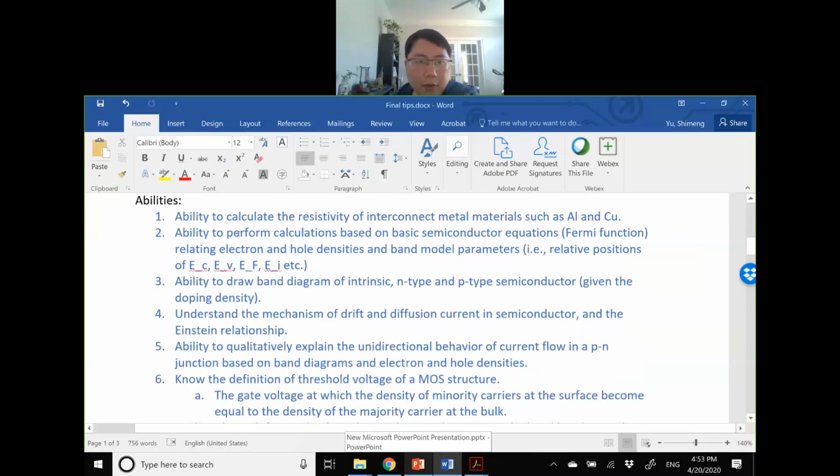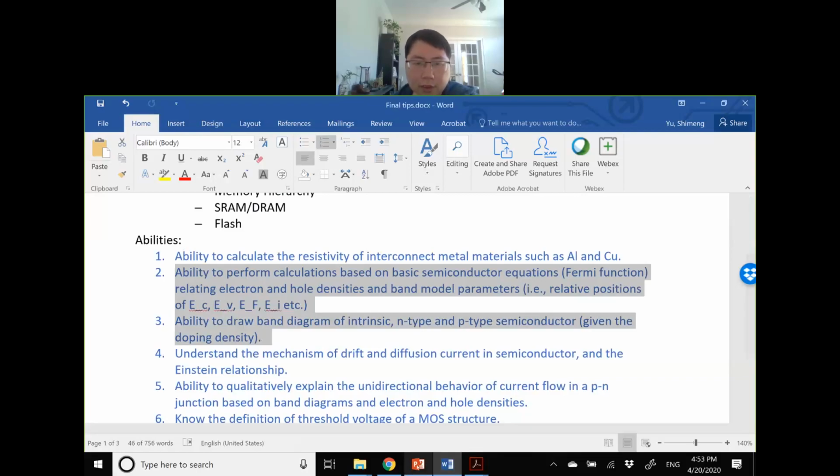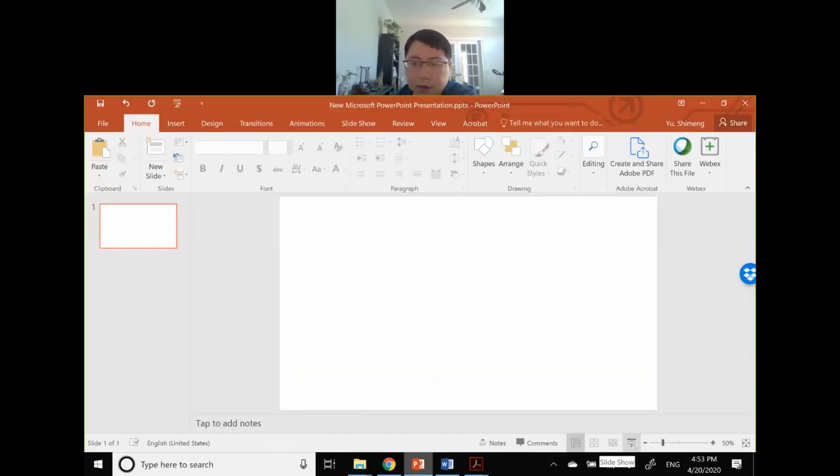And secondly, ability to perform the calculations based on the basic semiconductor equations like the Fermi function, and then relating the electron hole density to the band model, like the EC, EV, EF, and the ability to draw the band diagram of the intrinsic, N-type and P-type semiconductor, given the doping density. So this part is important, and let's discuss that. So this is one important concept we discussed in this class. So you need to understand the doping, N-type and P-type doping, and how would that relate to the band diagram.